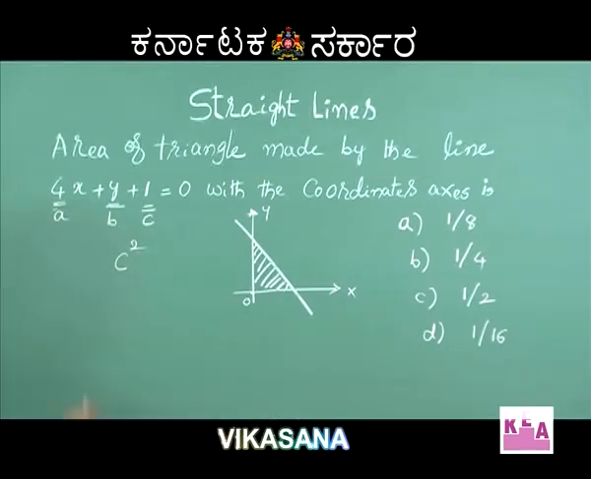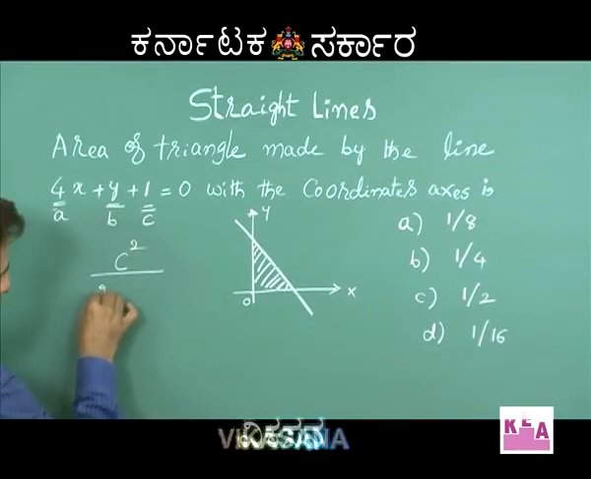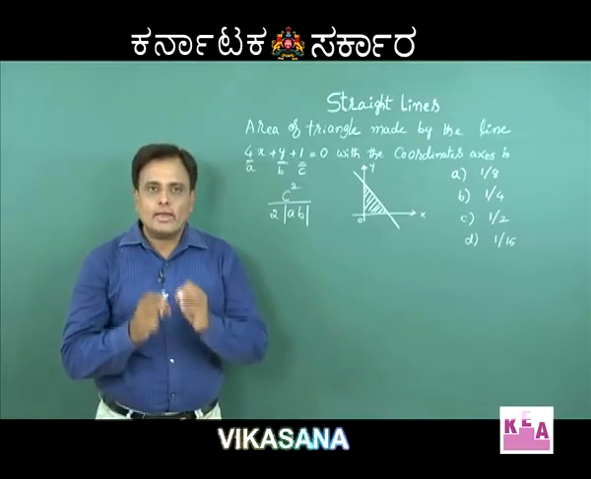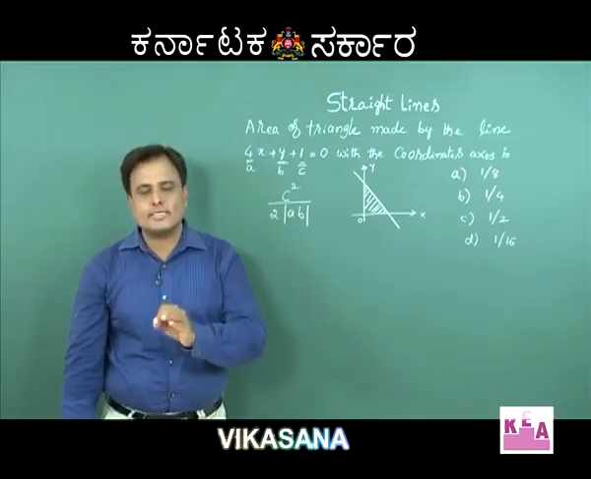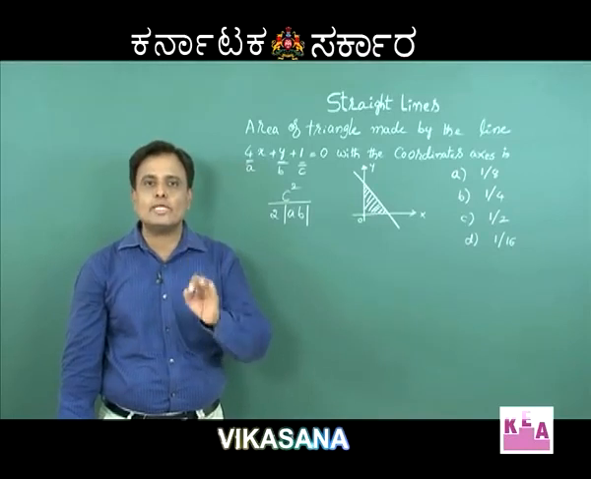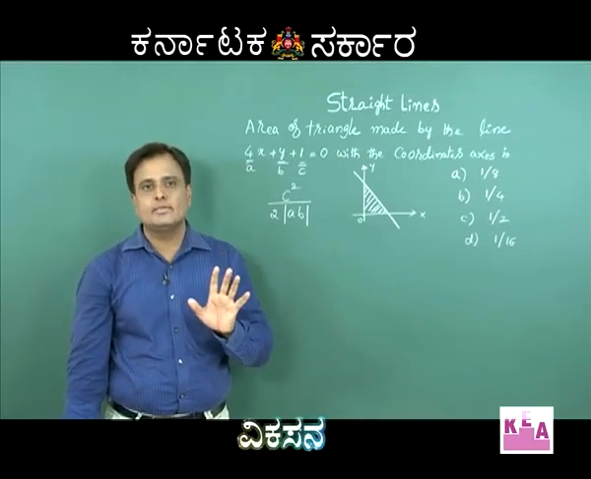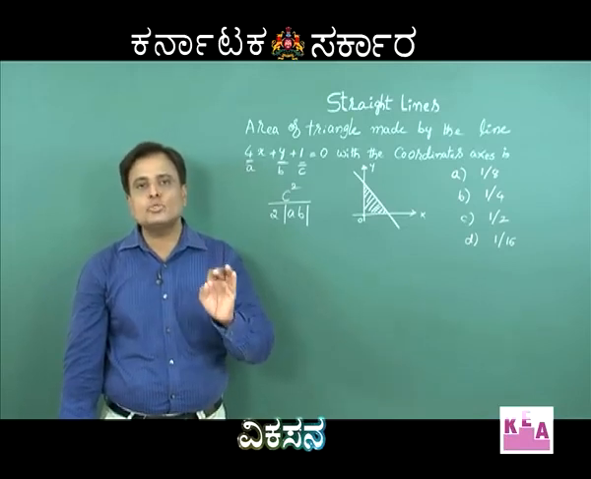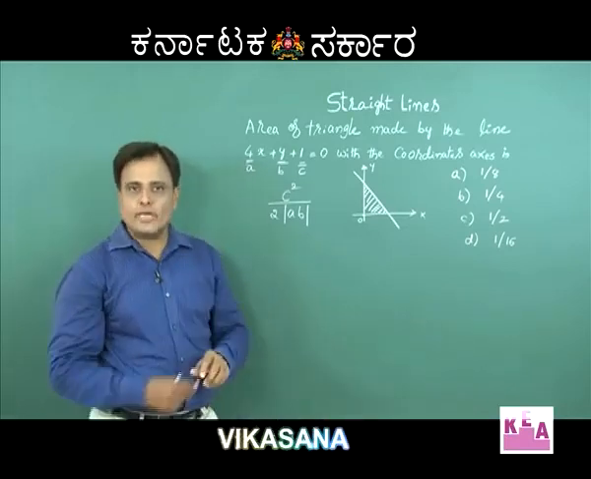c squared upon 2 times the modulus of AB. Once again note this down. Whenever a line cuts both the x and y axes, to find the area of the triangle, the simple trick is c squared upon 2 times the modulus of AB.